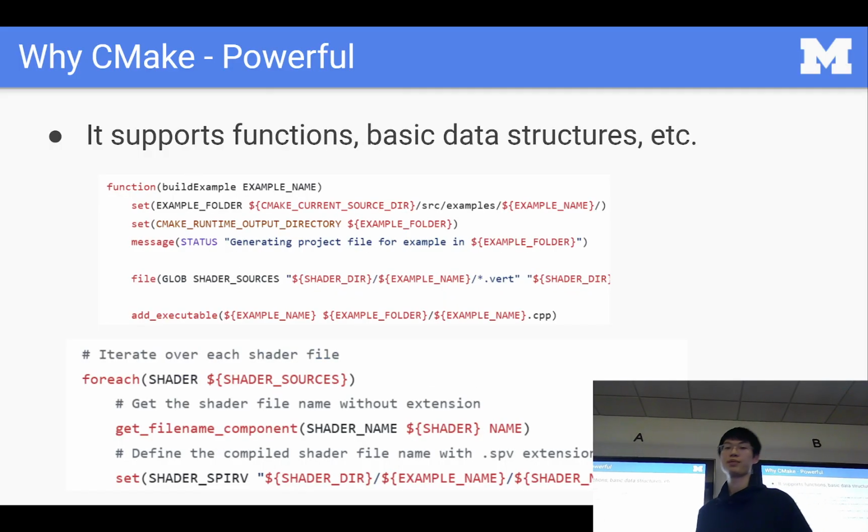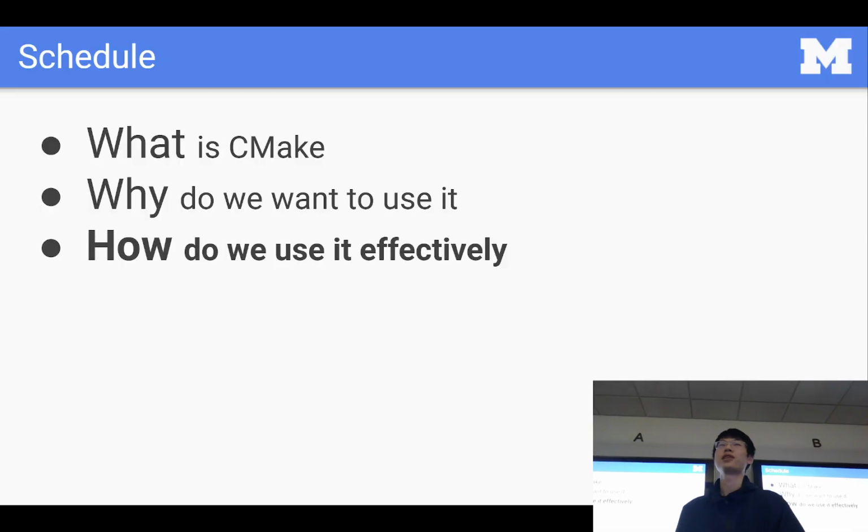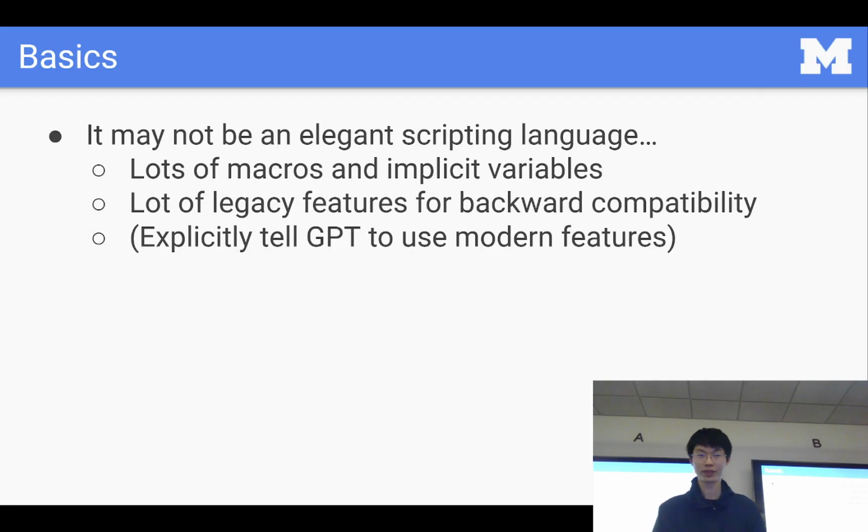It supports functions and basic data structures. We just talked about a game that's Turing complete. I believe CMake is Turing complete as well. I saw someone write ray tracing purely with CMake. It's very slow, but CMake is pretty powerful. Any question about this part? Why do we want to use CMake? Cool. And then I'll talk about the basics, or how we use it effectively.